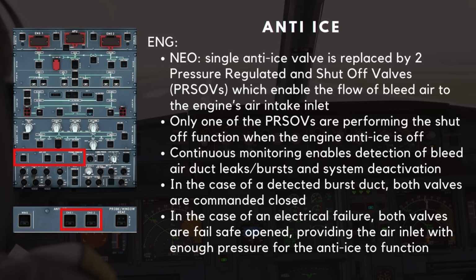On NEO aircraft, the single anti-ice valve is replaced by two pressure-regulated and shut-off valves, which enable the flow of bleed air to the engine's air intake inlet. Only one of the pressure-regulated and shut-off valves performs the shut-off function when the engine anti-ice is off. Continuous monitoring of the system enables the detection of bleed air duct leaks or bursts and deactivation of the system. In the case of a detected burst duct, both valves are commanded closed. In the case of an electrical failure, both valves fail-safe open, providing the air inlet with enough pressure for the anti-ice to function.